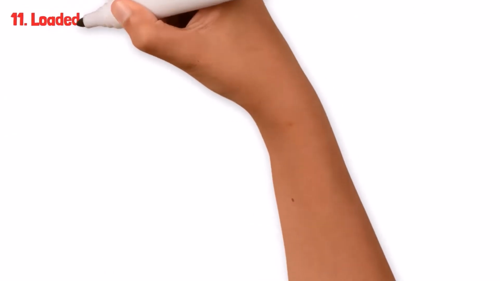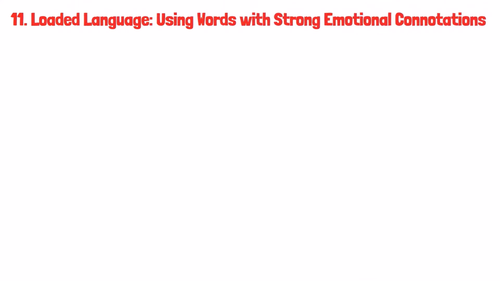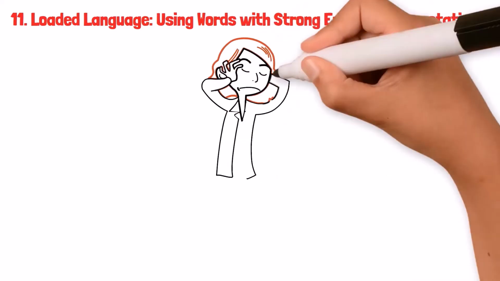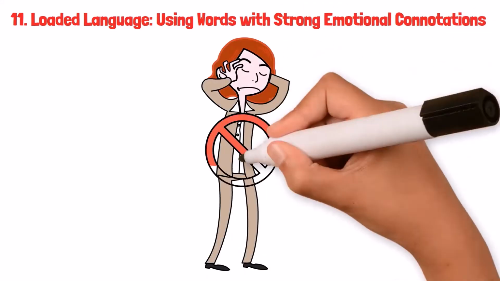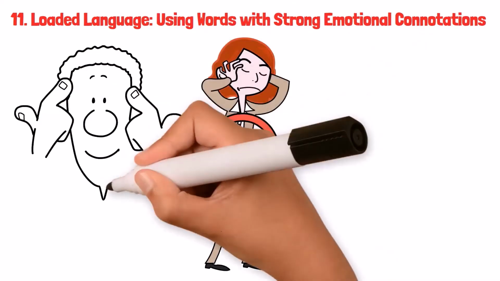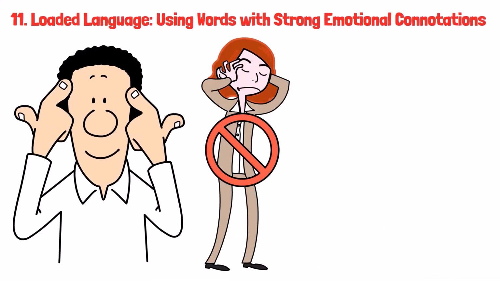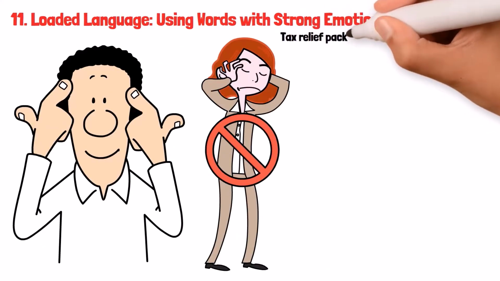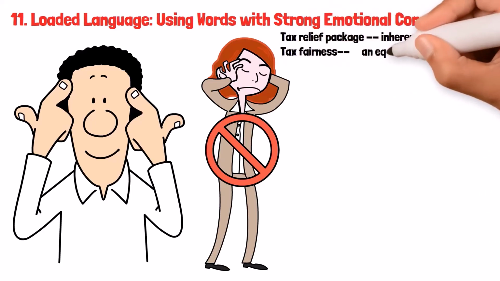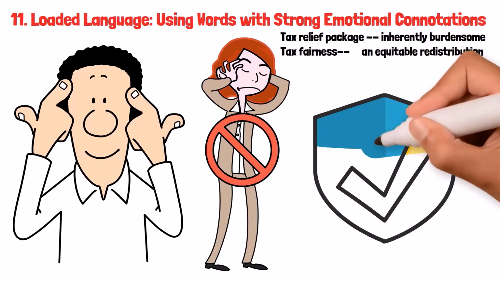11. Loaded language. Using words with strong emotional connotations. Loaded language involves using words that carry strong emotional connotations to provoke an emotional response from the audience. These words are often charged with positive or negative feelings, influencing perception without logical reasoning. For example, calling a tax reform plan a tax relief package suggests that taxes are inherently burdensome, while tax fairness suggests an equitable redistribution, even though both terms might refer to the same policy.